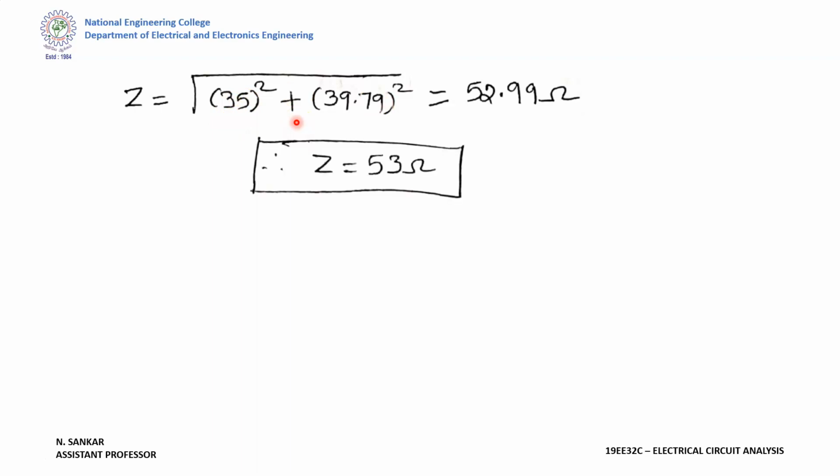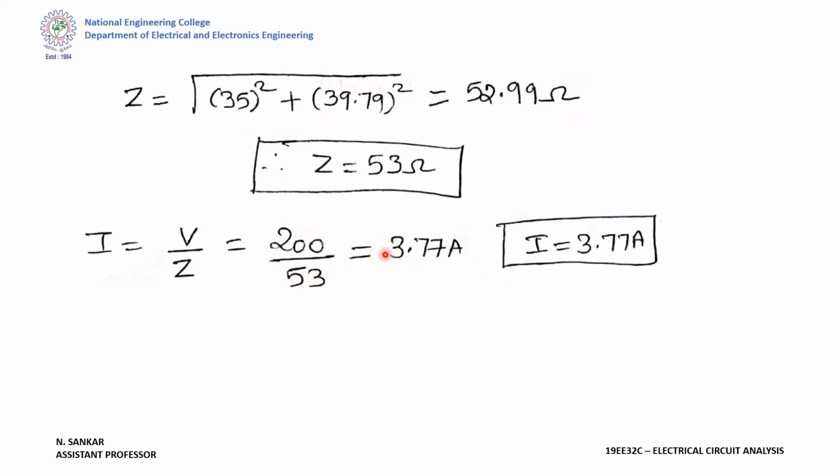So now just substitute into the formula. Z is equal to root of R square plus XC square. As per the formula it will be XL minus XC whole square. Since XL is equal to 0, minus XC whole square will become plus XC square. So which will be equal to 52.99 ohm. I am just taking the rounded value as 53 ohm for your impedance. So again current is equal to V by Z, that is 200 by 53, which is equal to 3.77 ampere.